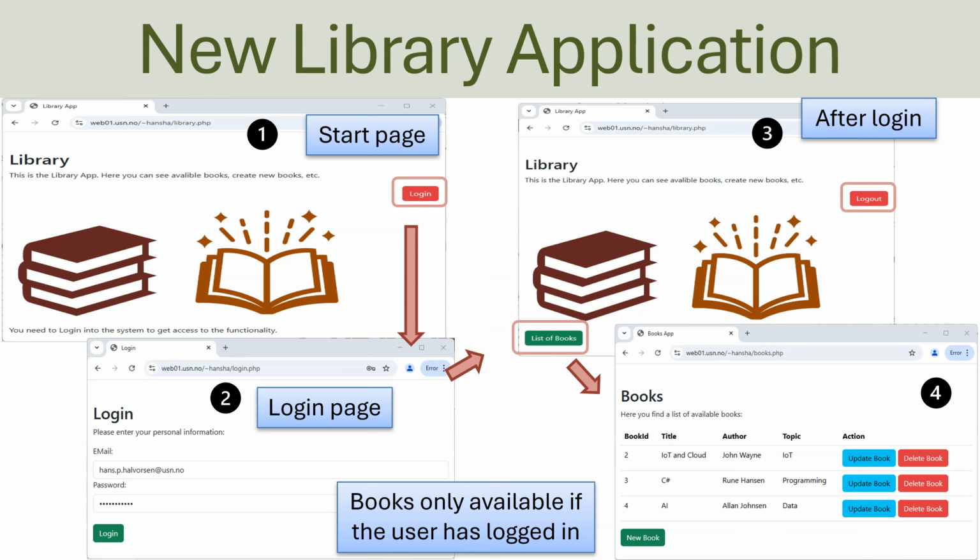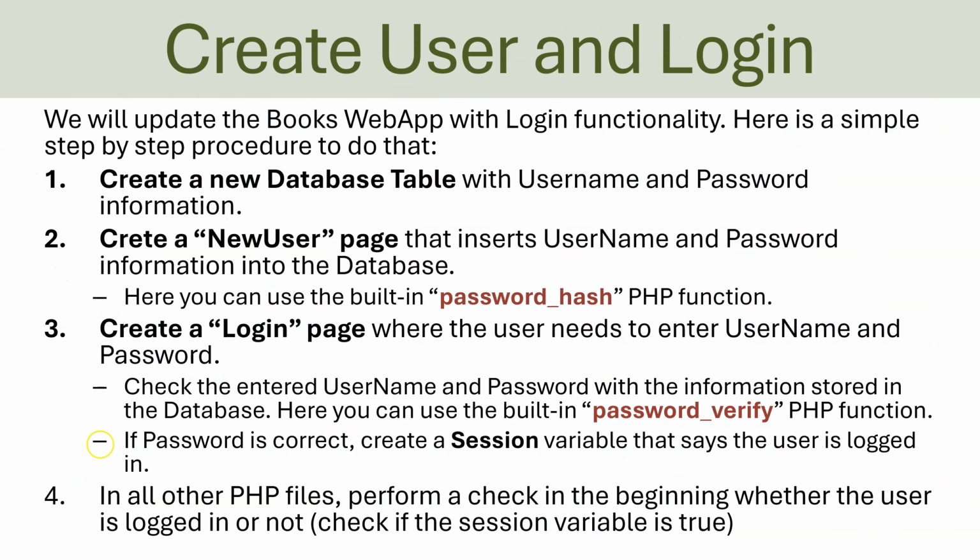So this tutorial will basically update this existing book application with features for creating users and the possibility to log in and to make this application more secure. So we will update this book web application with login functionality. So here's a simple step-by-step procedure for the necessary steps that we need to take. First, typically we need to create a new database table with username and password information. Then we need to create a new user page where we can insert username and password for different users.